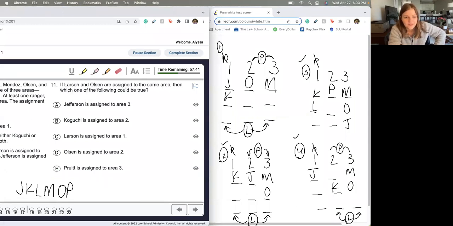Okay. So number 11, if L and O are assigned the same area, then which one of the following could be true? So before we even go into our questions, it's giving me an if, which means it's restricting me to when L and O are only in the same area as each other. So where can that happen? Where could we put L and O together?